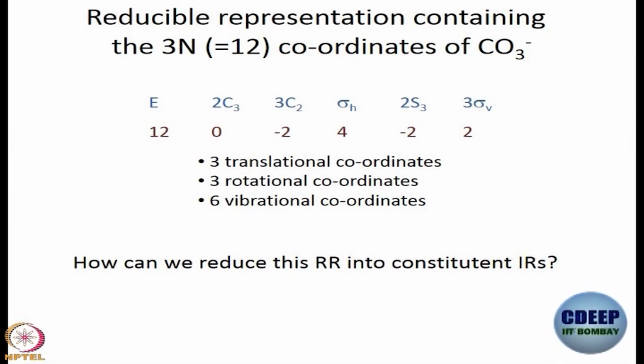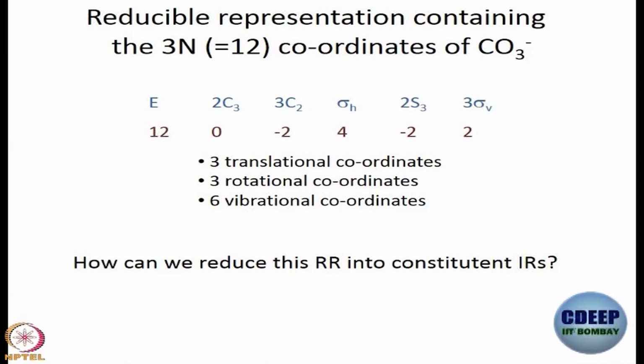Okay. And just to remind ourselves once again, this reducible representation, what is the basis for this reducible representation? The 3n coordinates. 3n coordinates, out of which 3 should be rotational, 3 should be translational. Remaining 3n minus 6 are your vibrational coordinates, okay. What do I do now? I have to break down this reducible representation into its constituent irreducible representations. How do I do that?